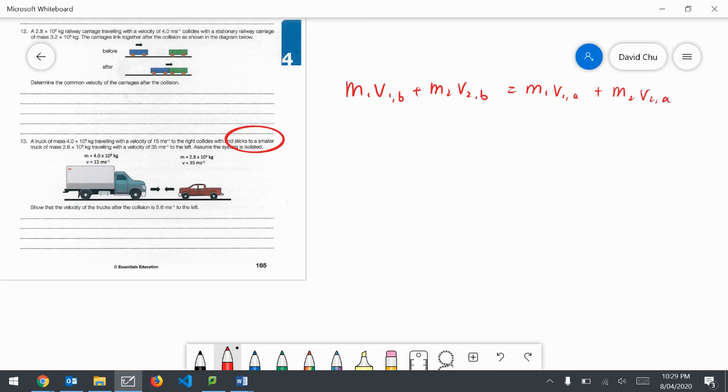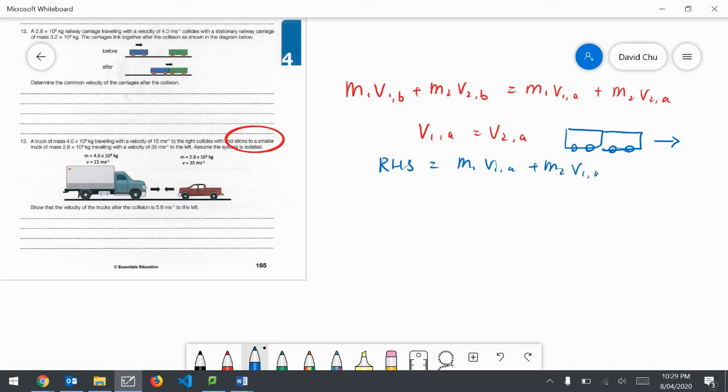All right, so this is our generic equation, but we know one thing, which is v1a equals v2a. The reason is, if the two trolleys are stuck together and traveling together like this, then you know the two of them are traveling with the same velocity. So knowing this, my right hand side equals m1 v1a plus m2 v1a because they're the same. And that allowed me to do a little bit of factorizing.